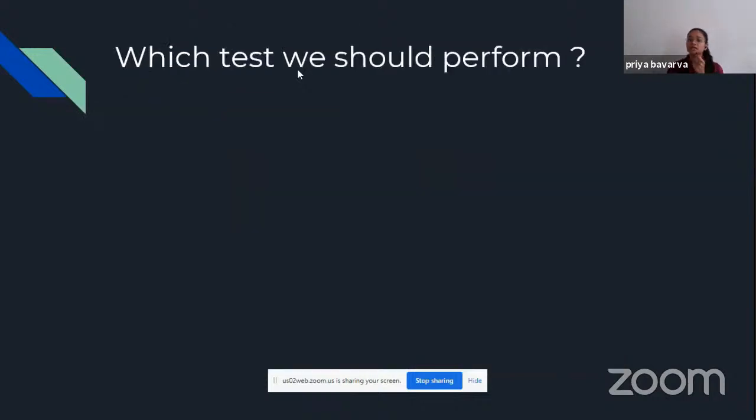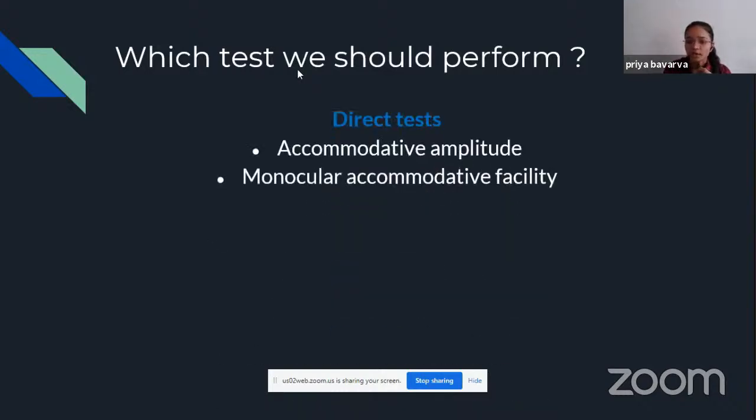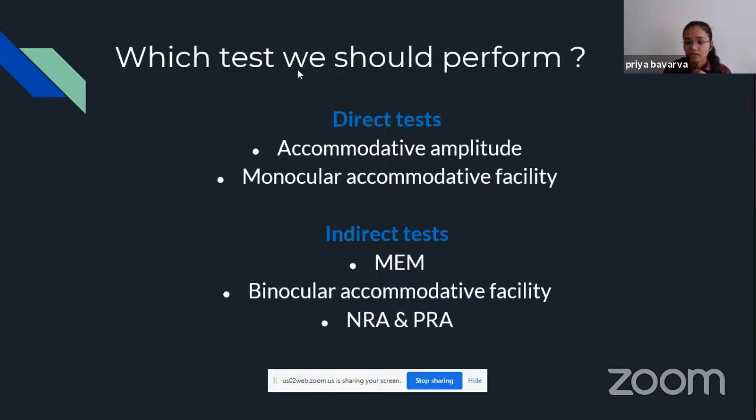So which other tests are required for pseudomyopic patients? These are all the tests required for pseudomyopic patients. Here the accommodation is divided into accommodative amplitude, accommodative facility, and indirect measurement or indirect response of accommodation, measured with the MEM technique and NRA and PRA techniques. So we will discuss all these procedures. We first discuss the accommodative amplitude.